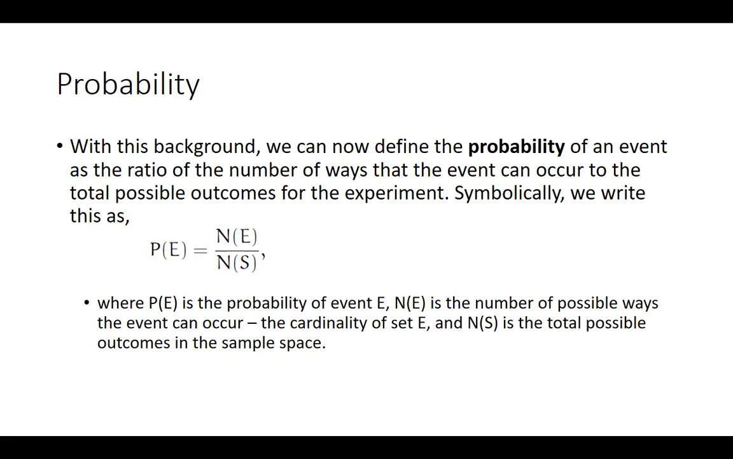With this background, we can now define the probability of an event as the ratio of the number of ways that the event can occur to the total possible outcomes for the experiment. Symbolically, we write this as P of E, the probability of event E, is equal to N of E over N of S, the number of things in set E, the event space, over the number of things in set S, the sample space.